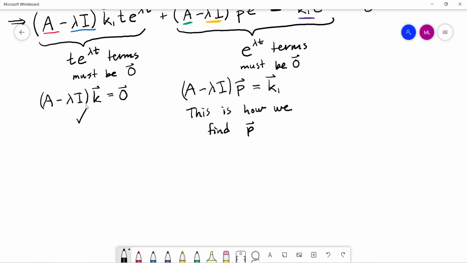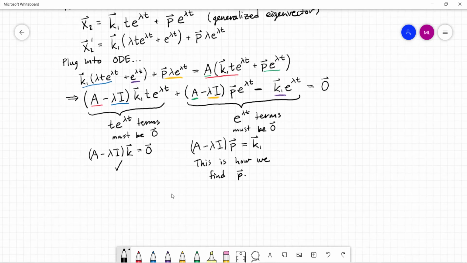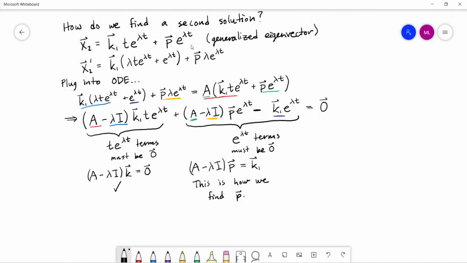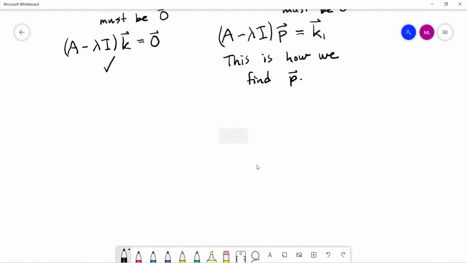So basically, you don't need to go through this every single time. All you need to do is memorize that this is the form our second solution is going to take, and the way to find p is to jump to the same matrix times our unknown vector p has to be equal to the eigenvector that we already found, right? So this p is our generalized eigenvector.